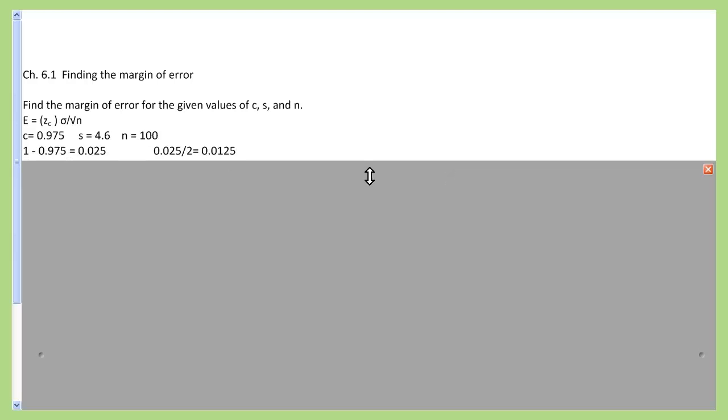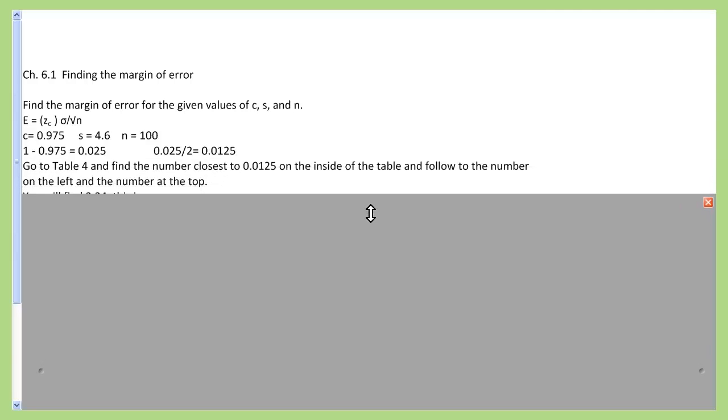The first thing I need to do is, the table in the back of the book shows only part of the curve that's in the normal part. So if the value I'm looking at, C, is 0.975, I need to subtract that from one whole, and I'll get 0.025, and then because that's just the part under the curve, I need the two tails. So if I divide that number by 2, that tells me that each tail is 0.0125.